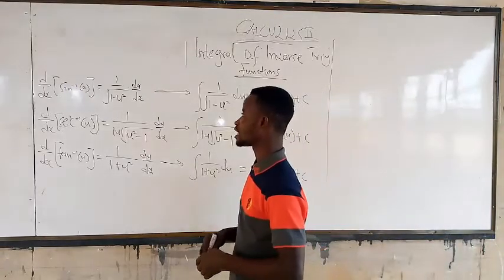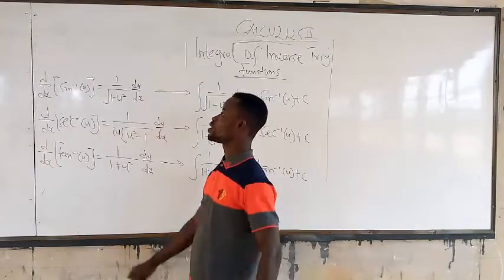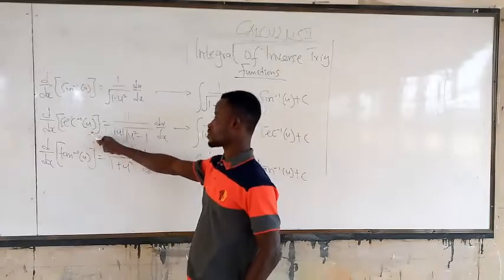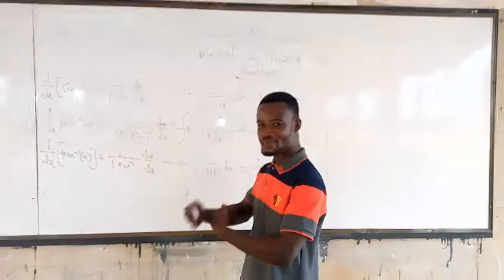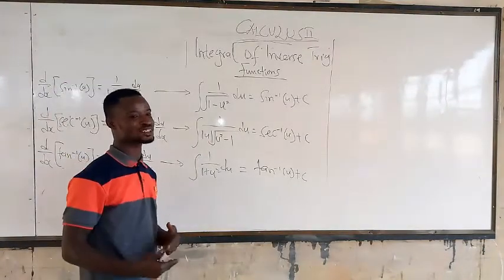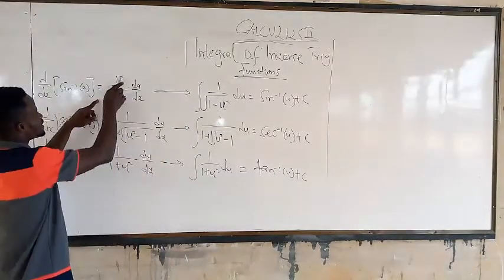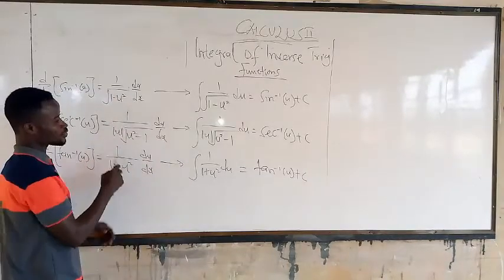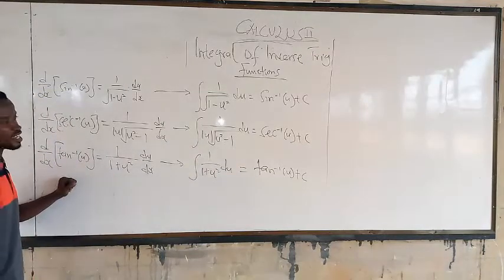And for that matter, when we were doing calculus 1, we established all these: when you differentiate sine inverse, you get this. Sec inverse, you get this. Tan inverse, you get this. And as a reverse process, it's like differentiation will say create, integration will say come and destroy. So when you integrate this, you get sine inverse. When you integrate that, you get sec inverse. When you integrate this, you get tan inverse.